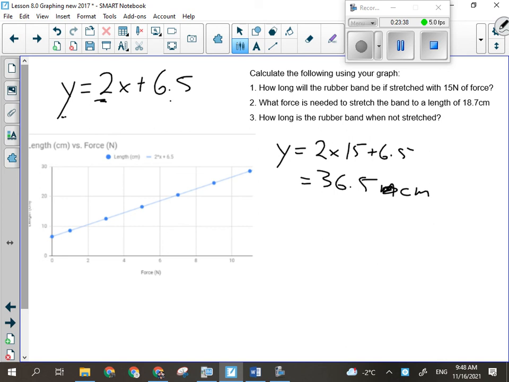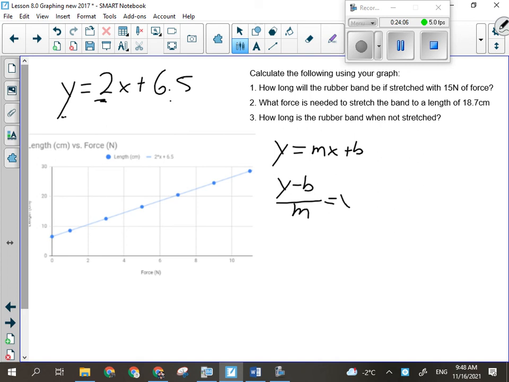Okay, everybody all right with that one? How many people have done the second? On the second one, they're asking me to calculate the force. Which axis is force on? X. So now they're asking me to solve for x, and they're giving me length, which is y. So I have to manipulate y equals m times x plus b. I'm solving for x this time, so I subtract b from both sides and then divide by m. That'll give me x.